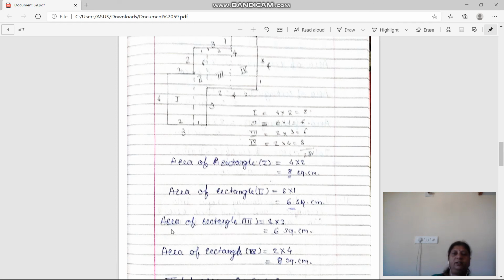Now area of third rectangle. See here this third rectangle. This width is 2 and this breadth is 3. So 2 3s are 6 square centimeter. Then area of fourth rectangle: this width is 2 and this length is 4. So 2 4s are 8. Get it everyone?